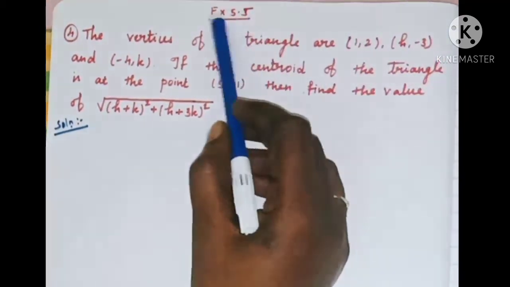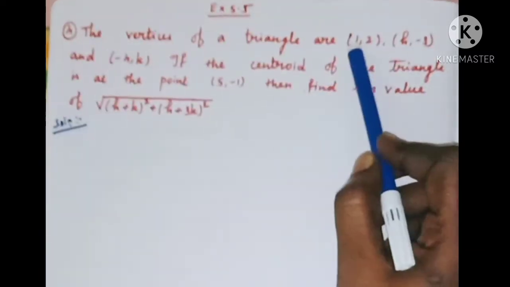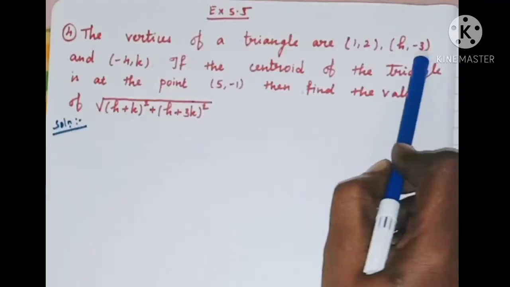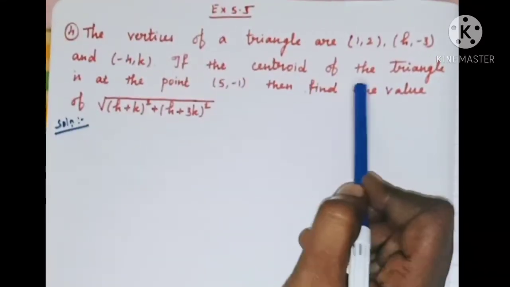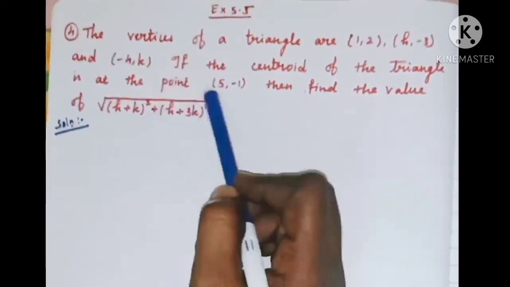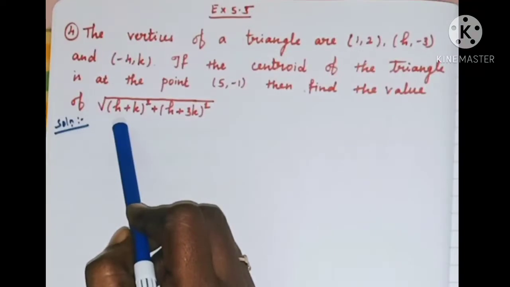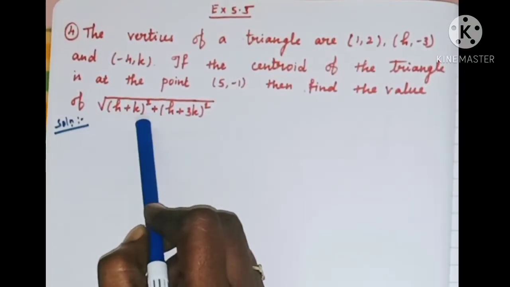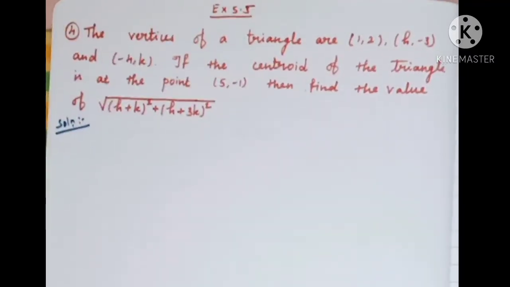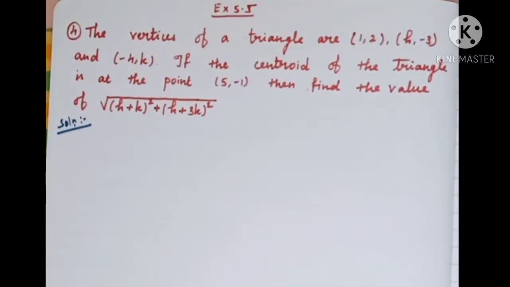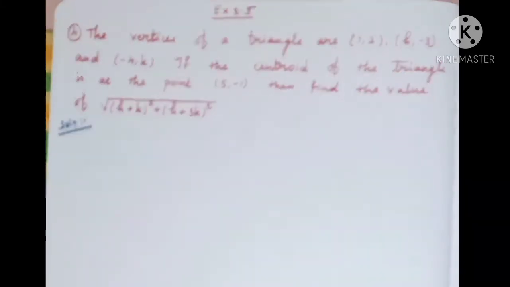Exercise 5.5, fourth sum. The vertices of a triangle are (1, 2), (h, minus 3) and (minus 4, k). If the centroid of the triangle is at the point (5, minus 1), then find the value of root of (h plus k) the whole square plus (h plus 3k) the whole square. Here the vertices of the triangle are given.